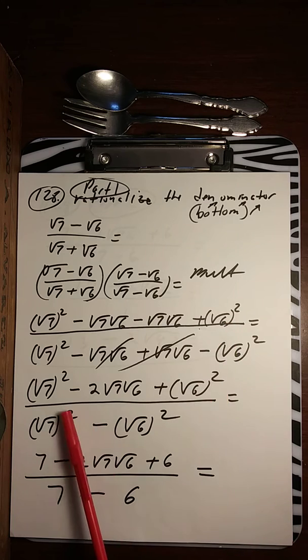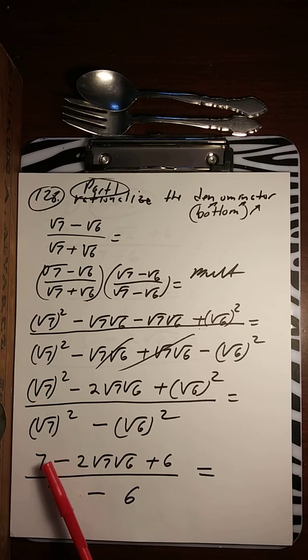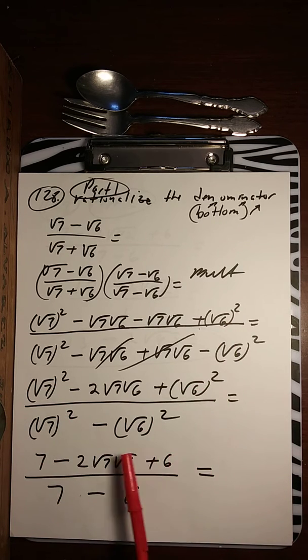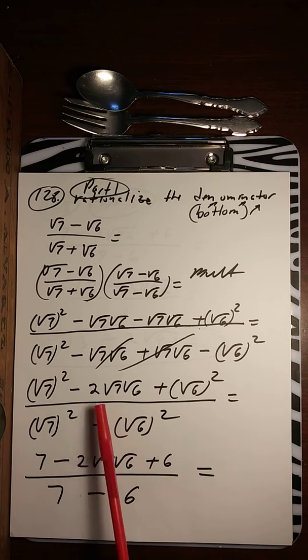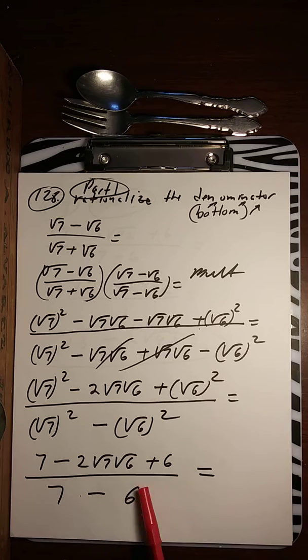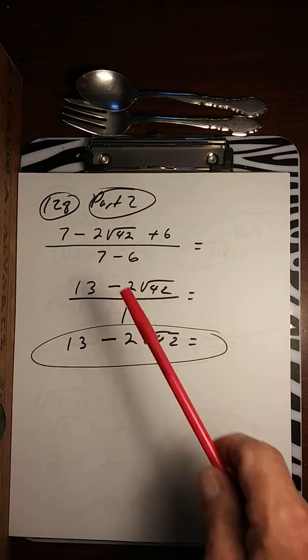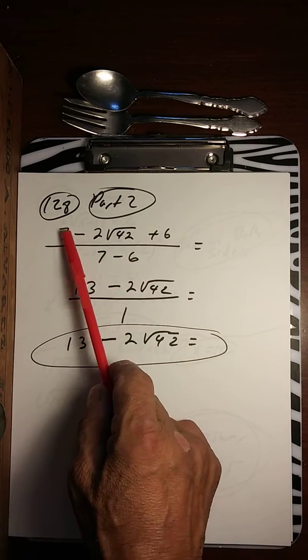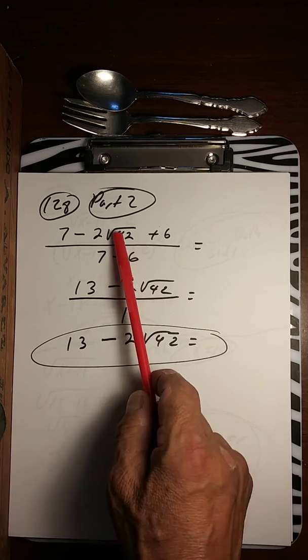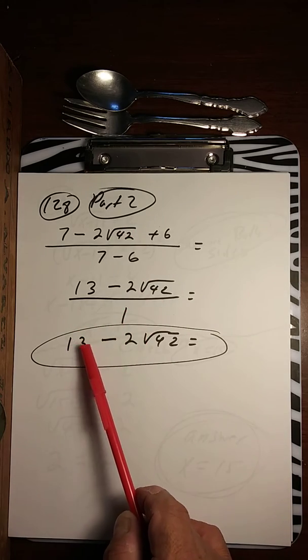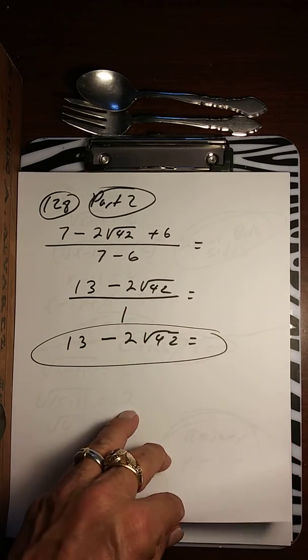So you have this one minus 2 of these, and this one squared is going to give you 7. That one squared is going to give you 6, and negative 2 squared is 7 squared is 6, and then this is 7 and 6, and 7 minus 6 on the bottom. So we have this, and this is 13 minus this. 7 times 6 is 42. 13 minus 2 square root of 42.